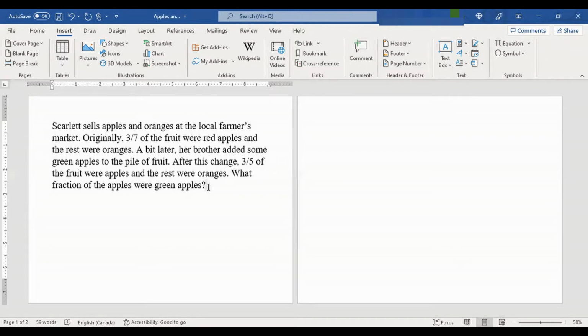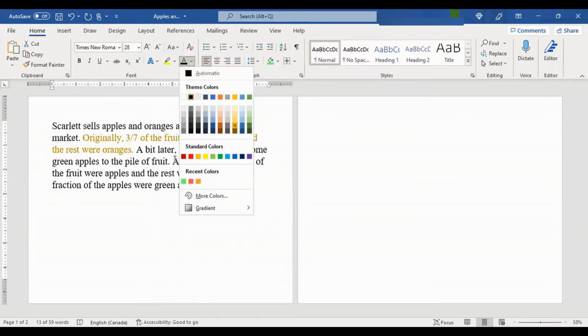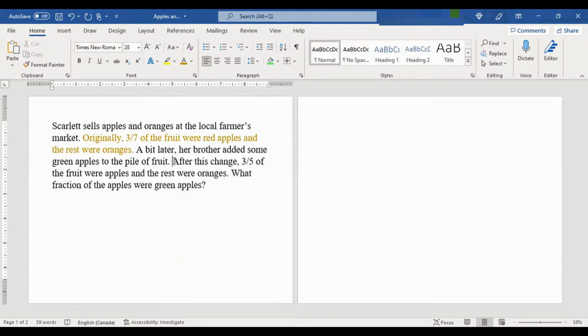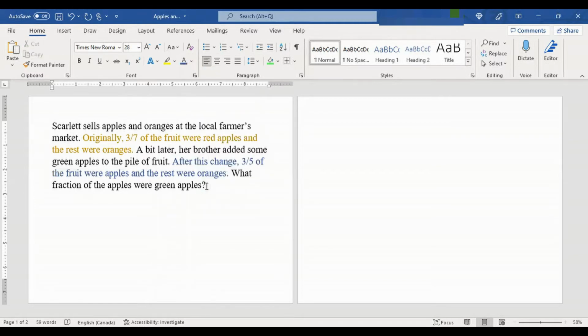So to do this problem, we're going to make the important parts of the question distinct colors. We know what to put most of our focus on. Okay, second sentence will be yellow, and the fourth one will be blue, and we will refer to them as such. Now we can just read through the question.